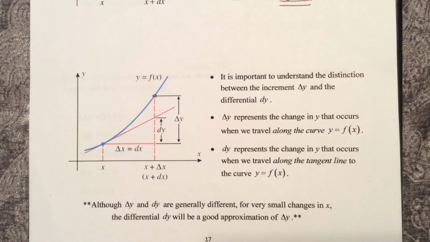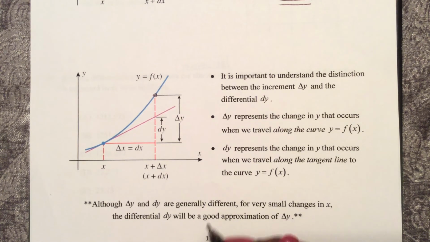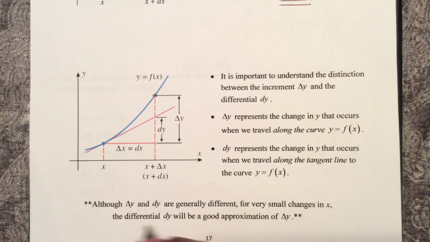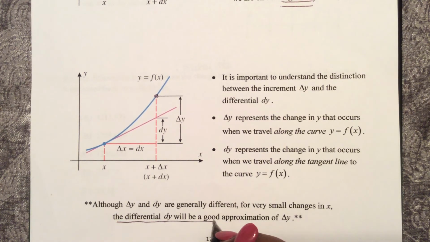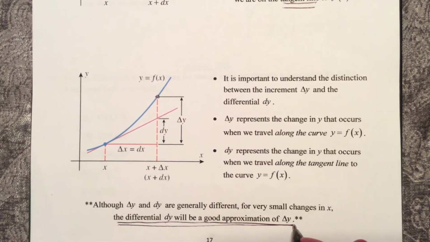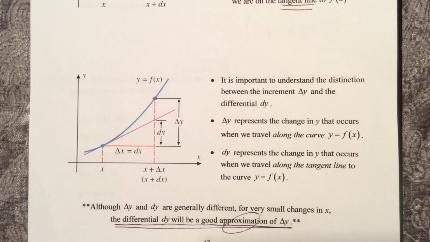So although delta y and dy are generally different, for very small changes in x, the differential dy will be a good approximation of delta y. So this is the important part here. The differential dy will be a good approximation of delta y.